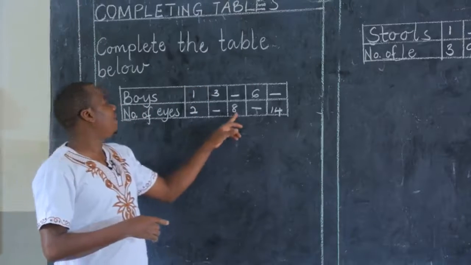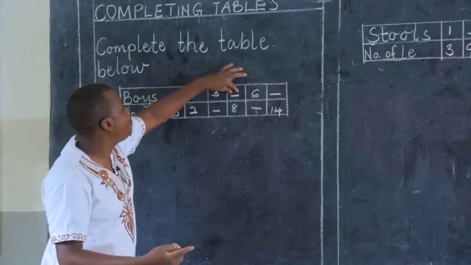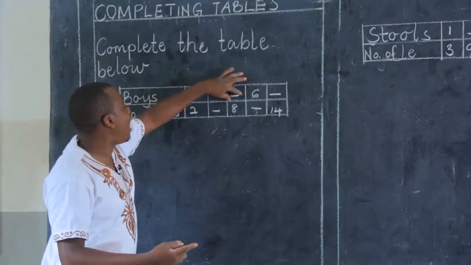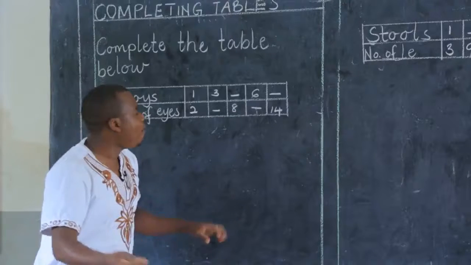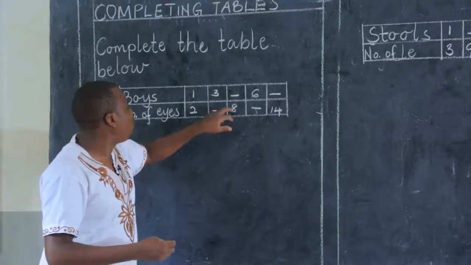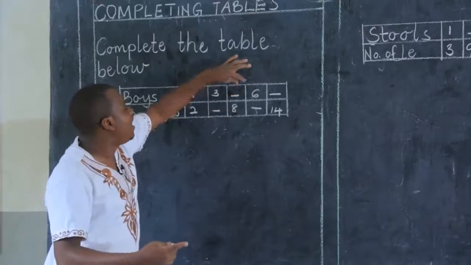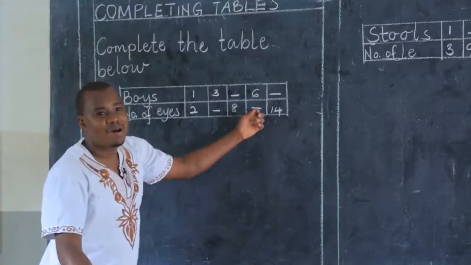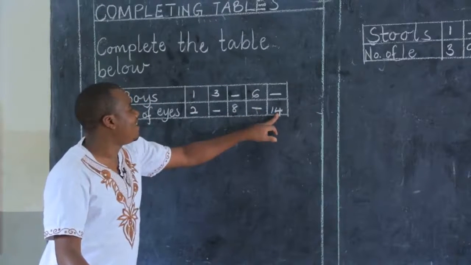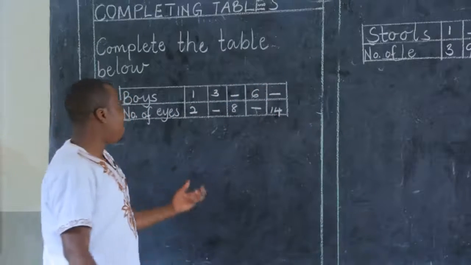Then when we get to the second one, we shall be looking for how many boys have 8 eyes. So down we have eyes, and here we shall be looking for number of boys. Then here we have number of boys, and we shall be looking for number of eyes. Then in this last one, we have the number of eyes, and we shall be looking for number of boys.